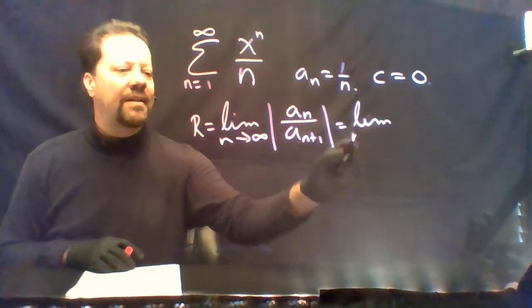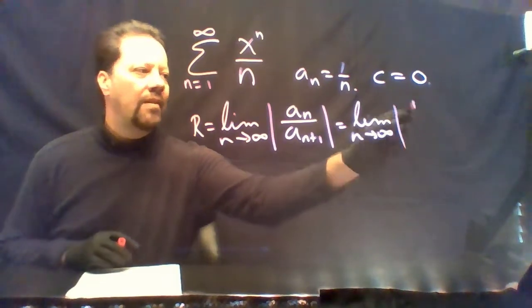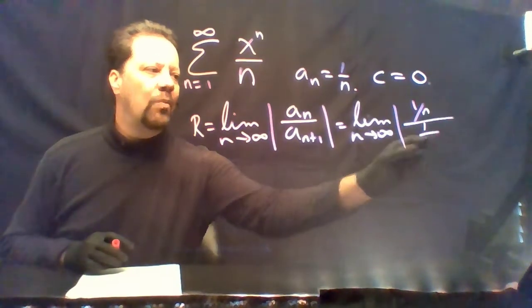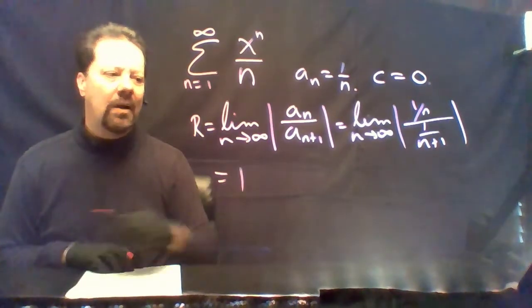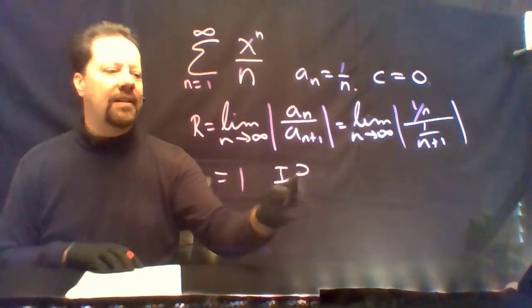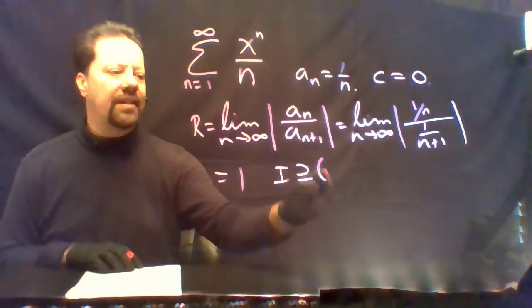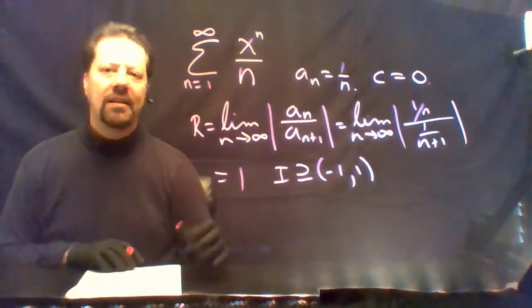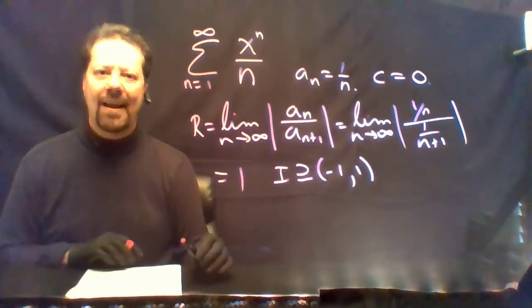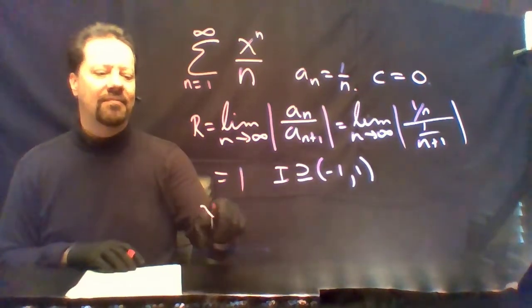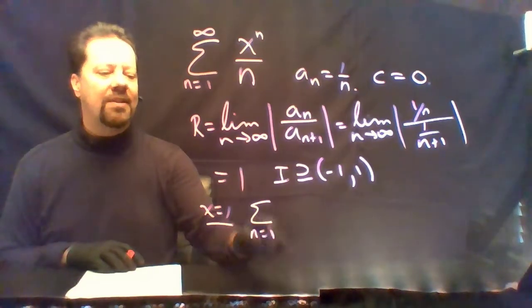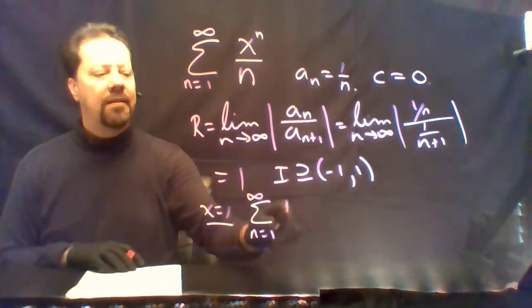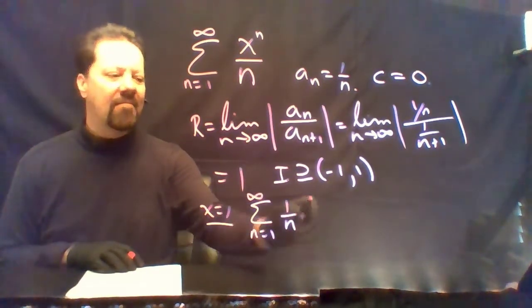This gives us the limit as n goes to infinity of 1 over n divided by 1 over n plus 1. Well, that limit is 1. It follows then that the interval of convergence contains everything from -1 to 1. The only question is, what happens at the endpoints? At x equals 1, we have the sum as n goes from 1 to infinity of 1 over n.